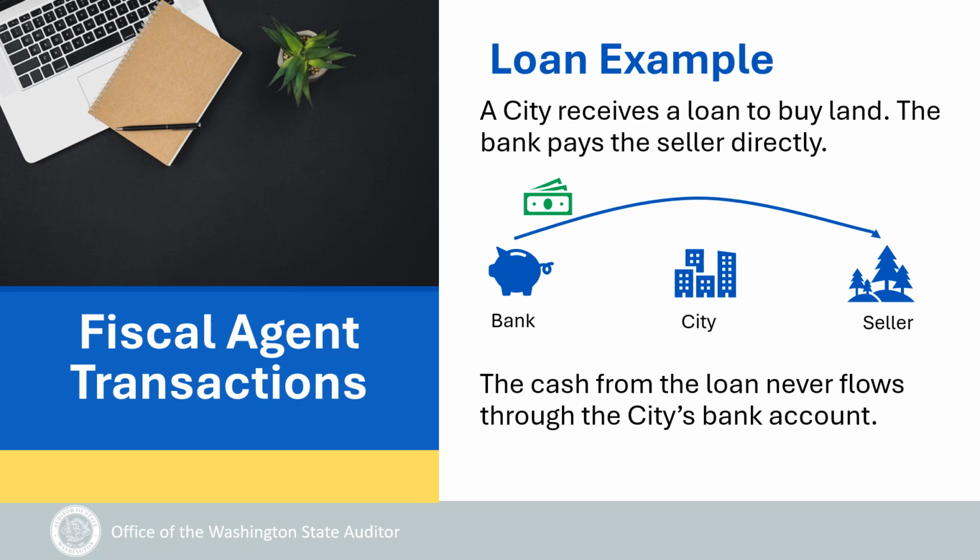We'll start off with a bank assisting a city with the purchase of land. The bank, acting as the city's fiscal agent, is issuing a loan to the city for the purchase of this land. Because the bank is acting on behalf of the government, the funds will be sent directly to the seller of the land. The city will never see the funds pass through their accounts. However, this is still a transaction of the city due to the fiscal agent relationship between the two parties.